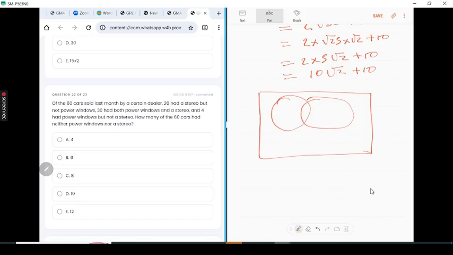You don't know what a Venn diagram is? Okay, that's no problem. So what can you remember then?